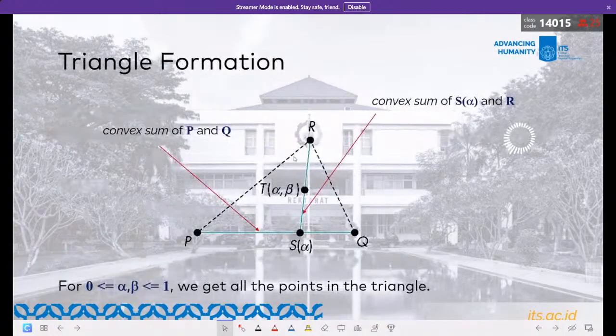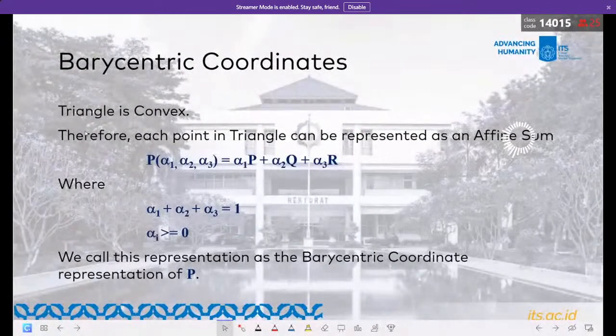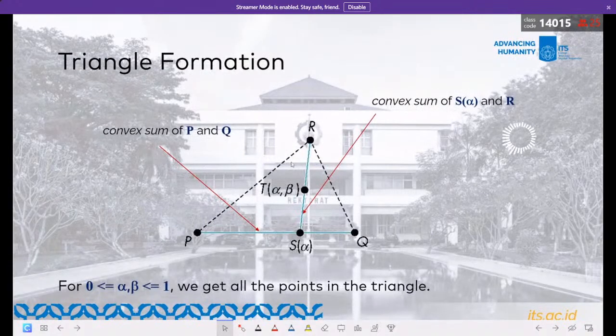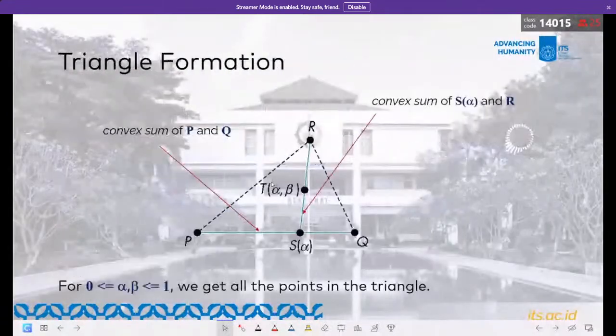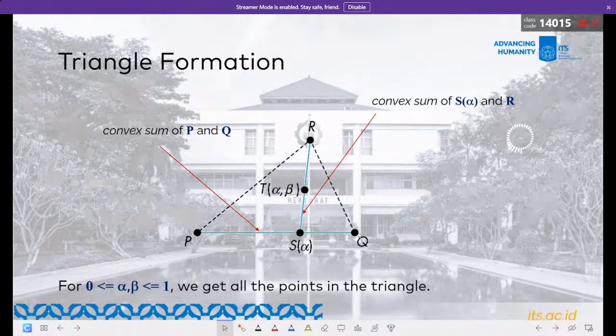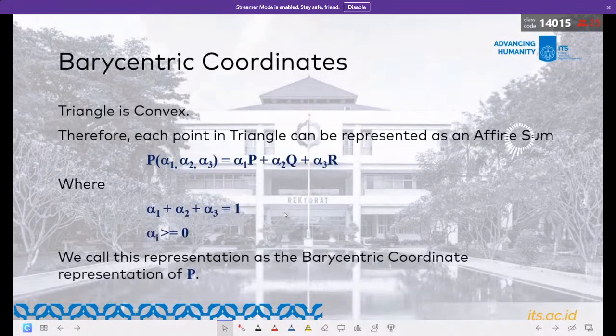Triangle is a convex. You can imagine the visualization from this particular slide, and therefore each point in a triangle can be represented as an affine sum. Jadi kita bisa dapatkan definisi dari masing-masing titik yang ada di dalam segitiga ini melalui affine sum dari ini: P alpha 1, alpha 2, alpha 3, dengan alpha 1 dikalikan dengan P, kemudian alpha 2 dikalikan dengan Q, dan alpha 3 dikalikan dengan R.